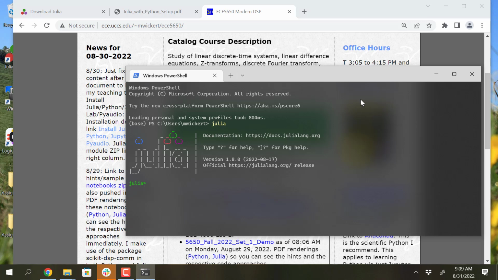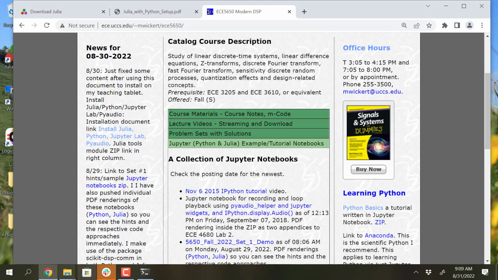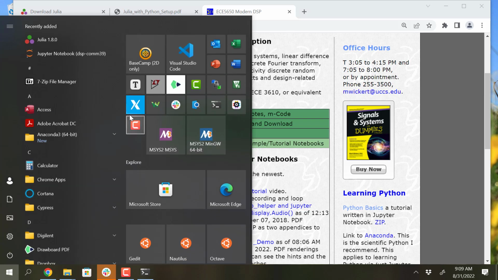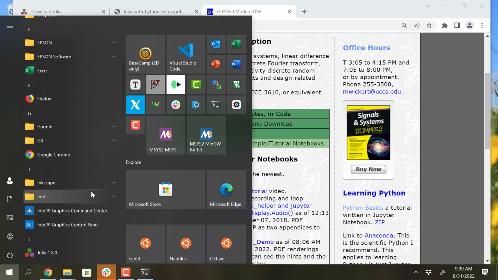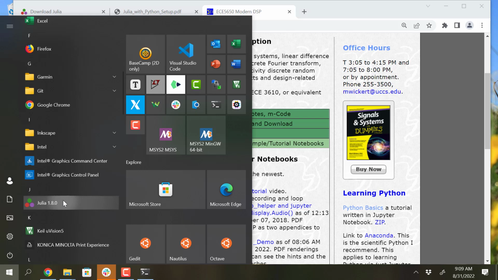So maybe I should just play by the simpler rules right now. And then what I would do is I would go put that up into my start menu here. So I would go under here to Julia 1.8, pin to start.